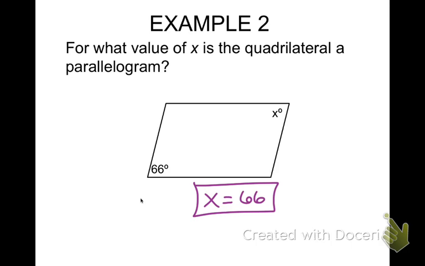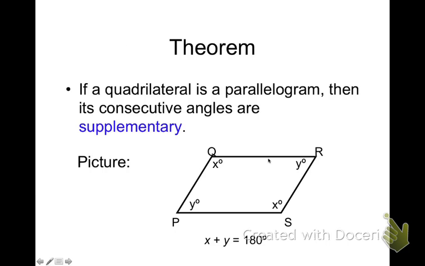All right, flip on to the back. Next theorem. Now we're going to talk about consecutive angles. If a quadrilateral is a parallelogram, then its consecutive angles, remember, consecutive means right next to each other, are supplementary.